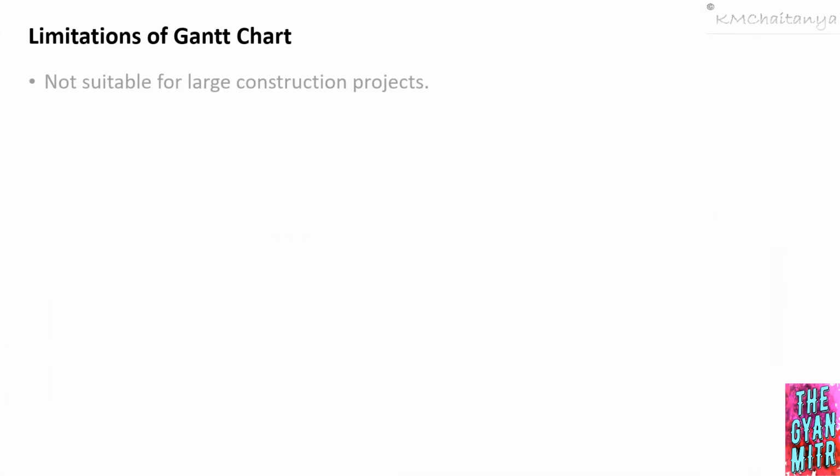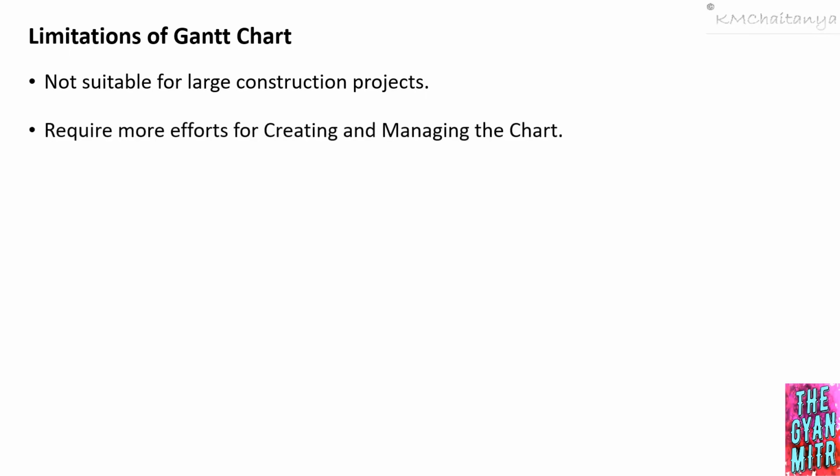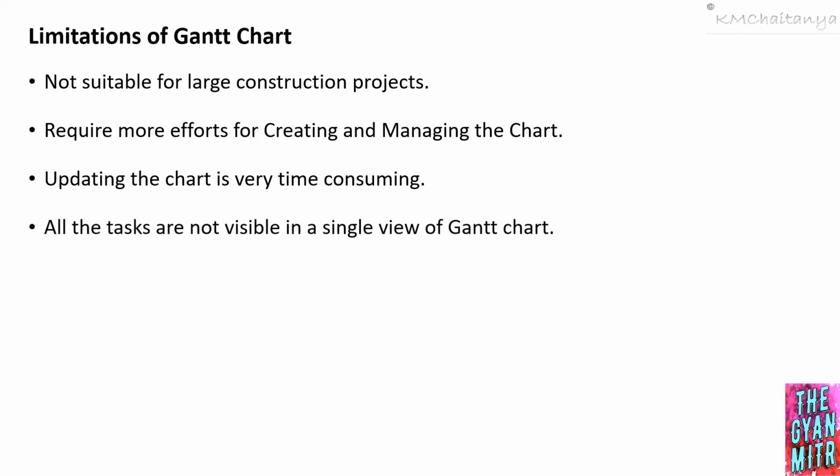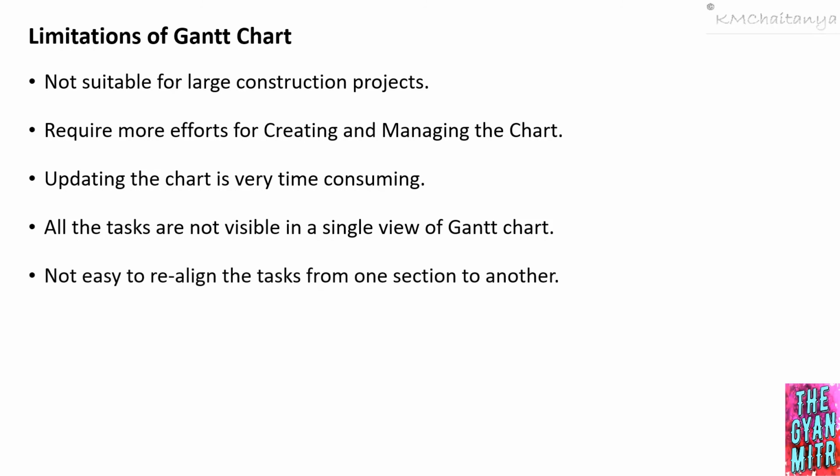Let's look into the limitations of the Gantt chart. Gantt charts are not suitable for large construction projects. It requires more effort for creating and managing the chart. Updating the chart is very time consuming. All the tasks are not visible in a single view of the Gantt chart. And also it is not easy to realign the tasks from one section to the other.